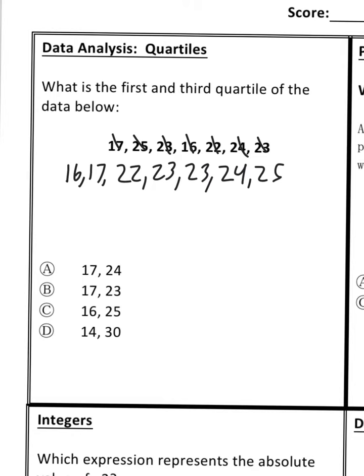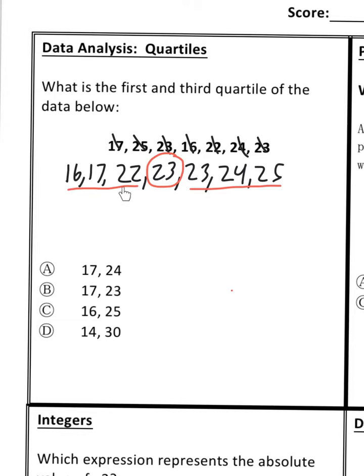Now, because 7 is odd, there's going to be 1 in the middle, the median. So if I were to count 3 here, 3 here, I'd get to this 23 right here in the middle. Now, when you're finding the quartiles, you've got to split your data in half, but remember, that odd one in the middle doesn't count for either half. So when I do that, I have a lower half of data here and an upper half of data here. The quartiles are the middle of those halves.